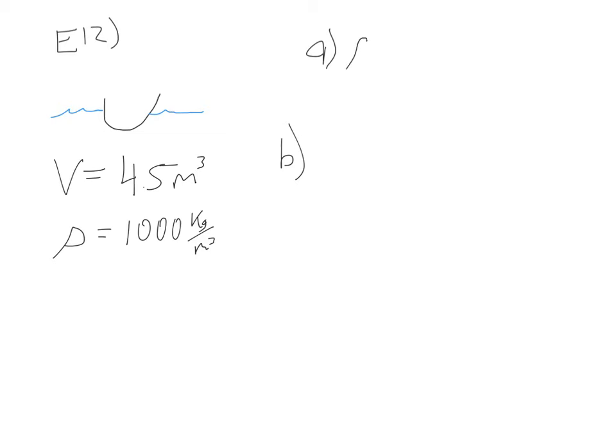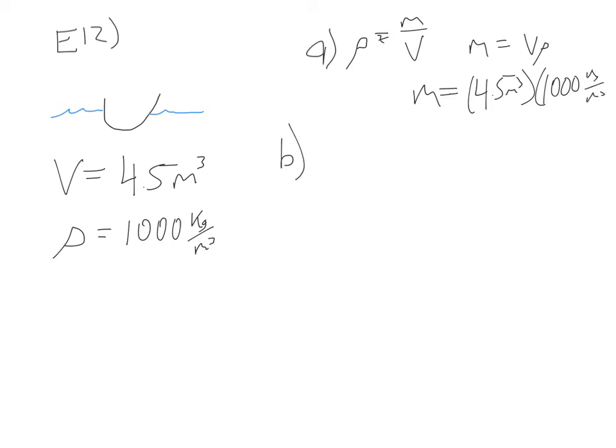If you remember, density is defined as density equals mass divided by volume, and from that we know that mass equals volume times density, and we have a mass of 4.5 cubic meters multiplied by 1,000 kilograms per cubic meter. 4.5 times 1,000 equals 4,500 kilograms.